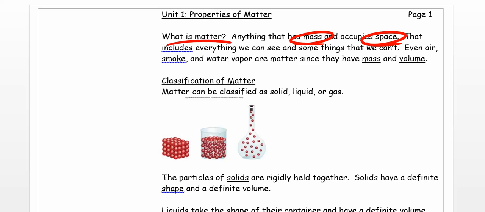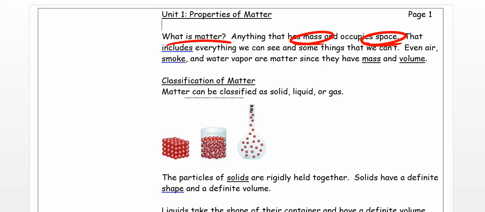But what about something like air? Is air matter? Well, does it have mass? Well, I can do an experiment in which I take a bicycle tire and measure the bicycle tire before I put the air in it, and then I can put air in it and measure it again. And what I find is that the bicycle tire with the air weighs more than the bicycle tire without the air. So clearly, air has mass.